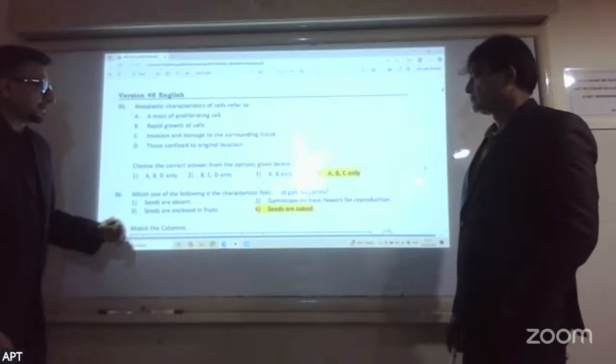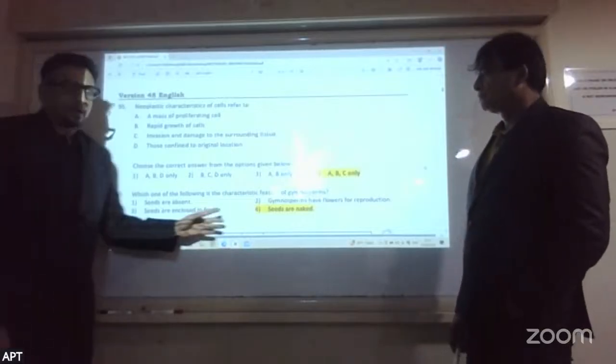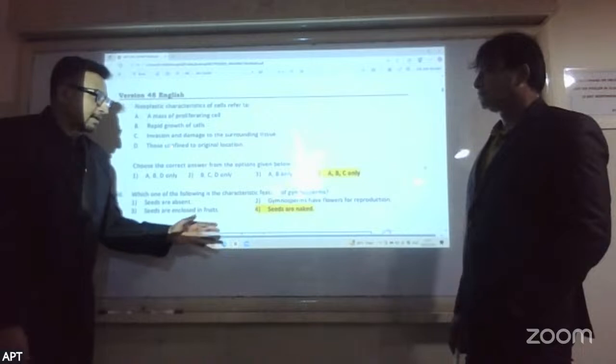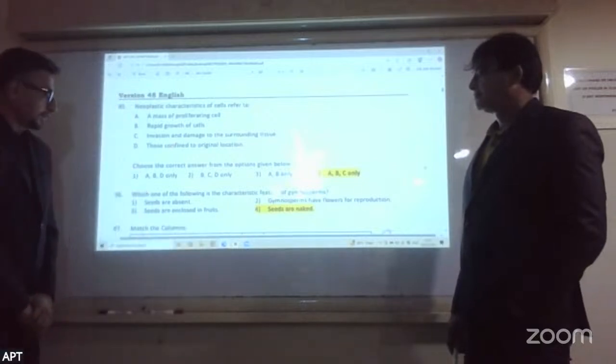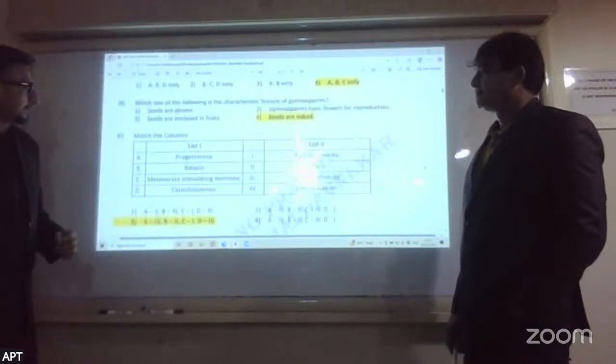Which one of the following is a characteristic feature of a gymnosperm? We thought this is much more straightforward. Its seeds are naked. So the 4th alternative. Can we go ahead, please?